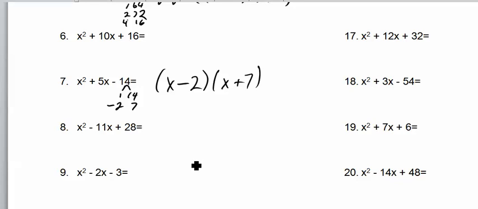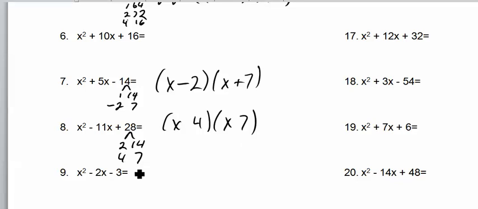So we have negative 2 and positive 7. Alright, again here on number 8, we're looking for factors of 28 that when we add them equal 11 or negative 11. So 1 and 28, 2 and 14, 3, 4, and 7. So when I go 4 plus 7, that equals 11. So those are going to be my two.